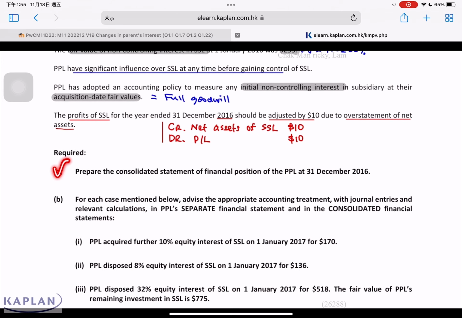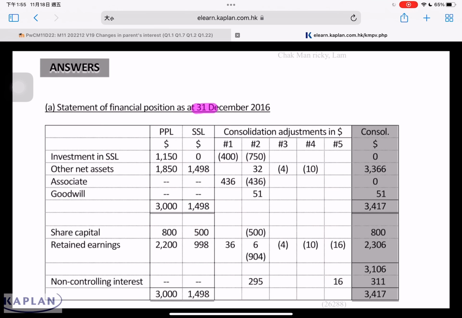For part A, we are required to prepare the consolidated statement of financial position at 31st December 2016. We are now at 31st December 2016. We have control at the year end. If you have control, you must do 100% consolidation. Then after that, you must do the consolidation adjustments. As usual, you must do adjustment 1, adjustment 2, and so on.